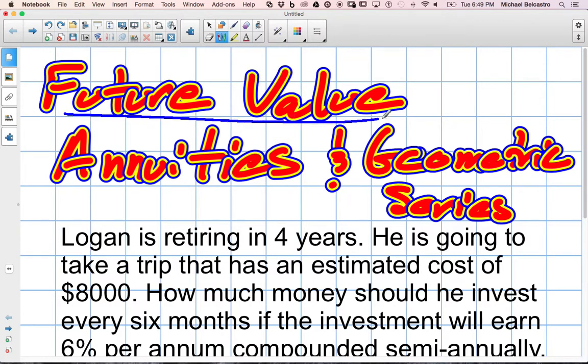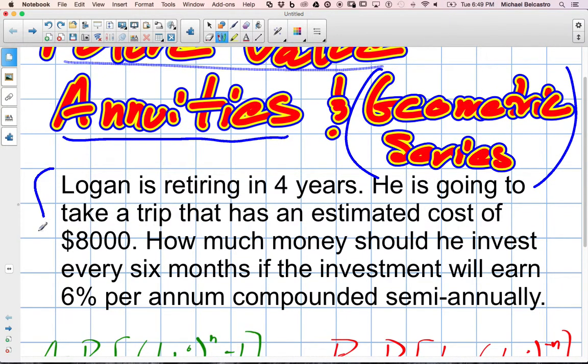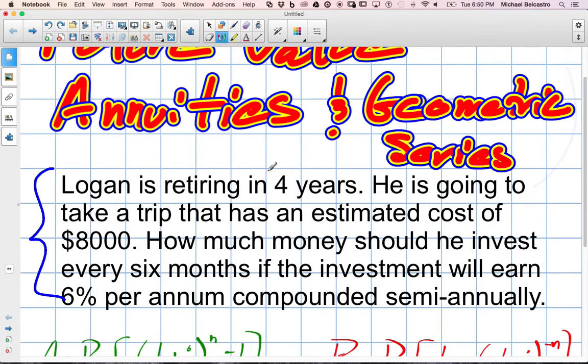Look at a future value annuity, and we're going to try to relate it to a geometric series formula. Okay, so we have our word problem here, and we'll read through it quickly, and then we'll choose which annuity we're going to use. By the title we've kind of given it away.